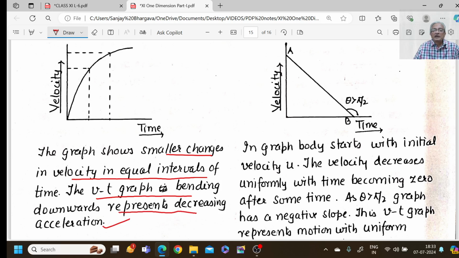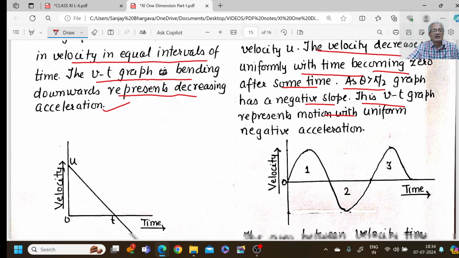In the graph here, the body starts with initial speed u from the point A. The velocity decreases uniformly with the time, becomes zero after some time. As theta is greater than pi by 2, the graph has a negative slope. This VT graph represents motion with uniform negative acceleration.